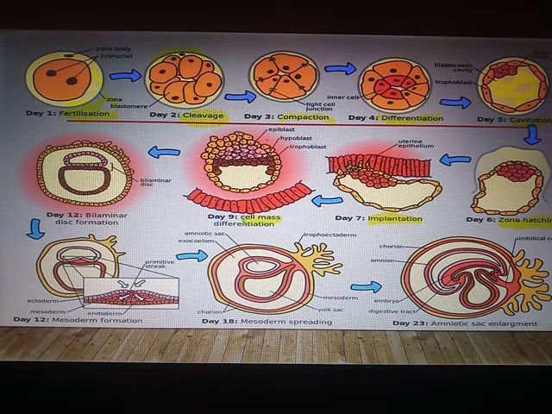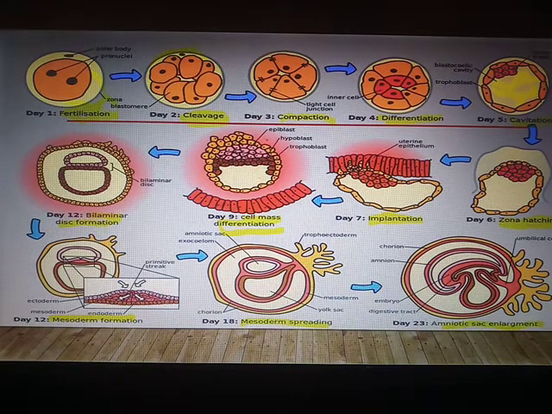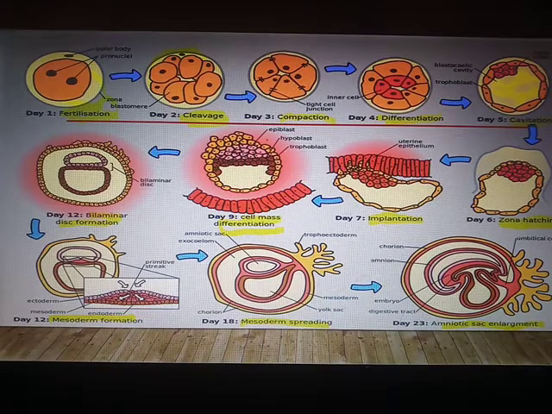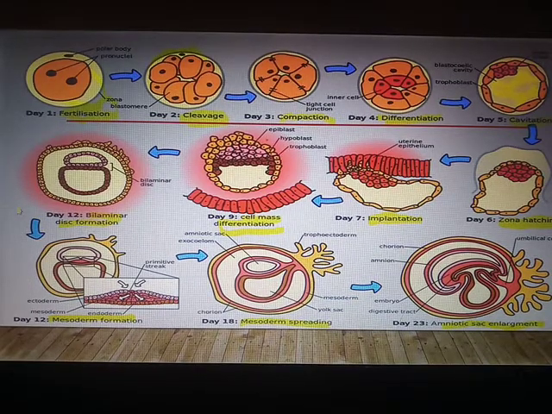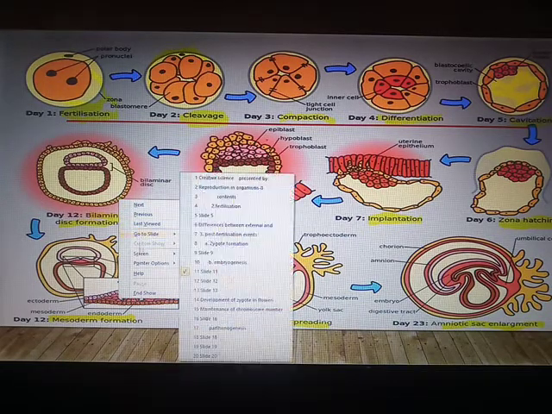Next is cell mass differentiation, bilaminar disc formation, mesoderm formation, mesoderm spreading, and amniotic sac enlargement. We discuss this in the chapter 3rd of class plus 2 in detail. So come on the next slide.